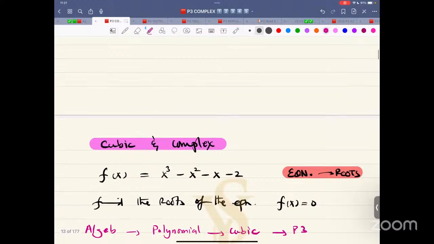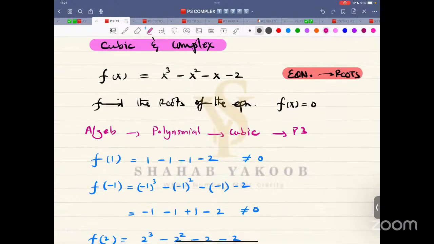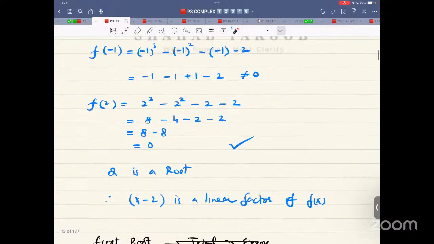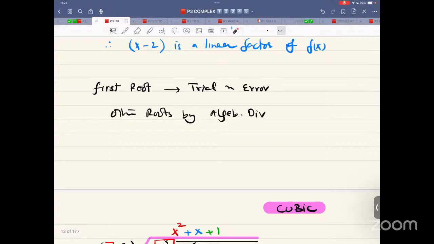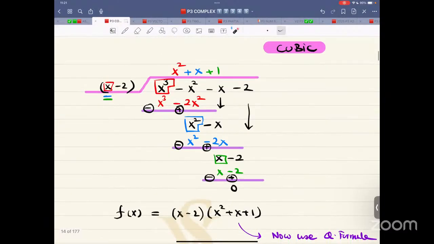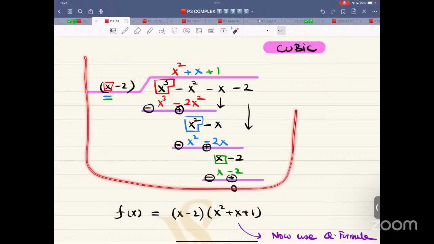The same thing goes for cubic. The basic rule for solving a cubic equation is to find the first root by trial and error. x minus that value is a linear factor. Find the other roots by algebraic division. So this is taught in polynomials.